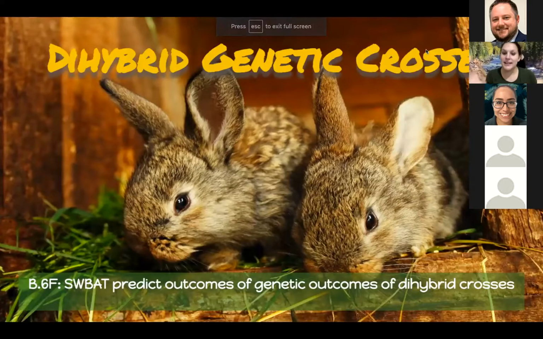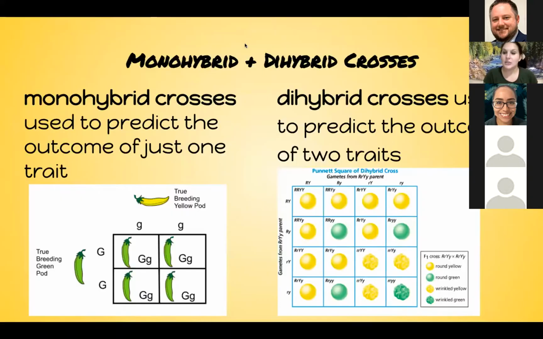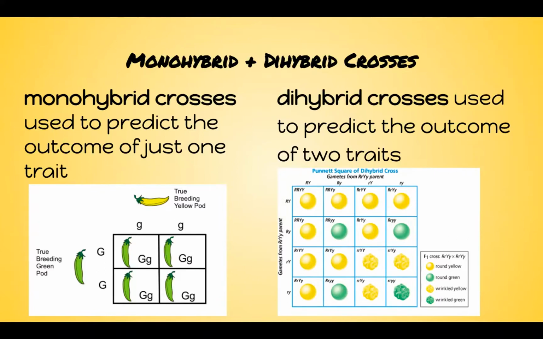All right, so at the end of my little section, you'll be able to predict outcomes of dihybrid crosses. So like you learned with Miss Ramirez, monohybrid crosses are used to predict the outcome of just one trait. Dihybrid crosses are to predict two traits. So right here, it's the same diagram as she showed you before, the Punnett square about green pods or yellow pods. So that is predicting one trait, the color.